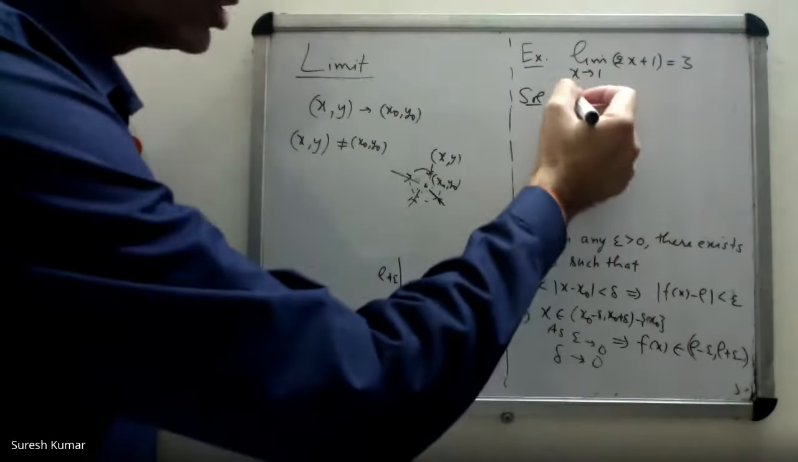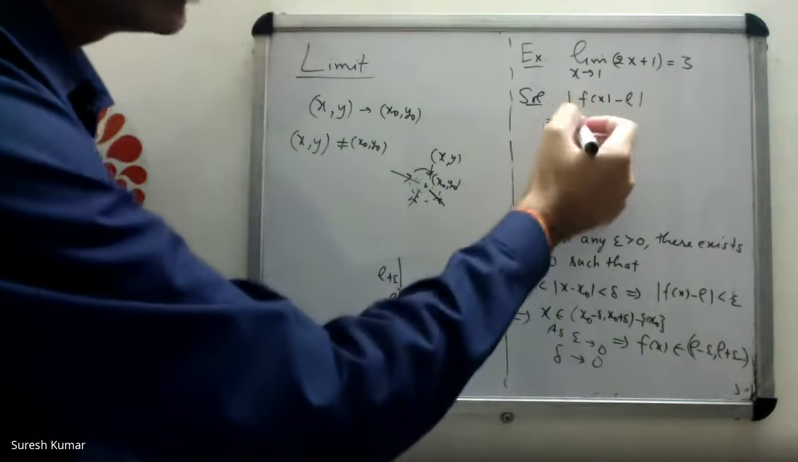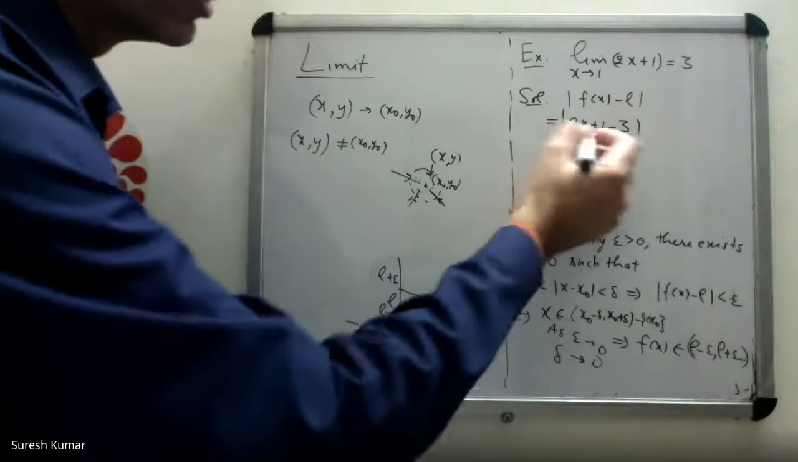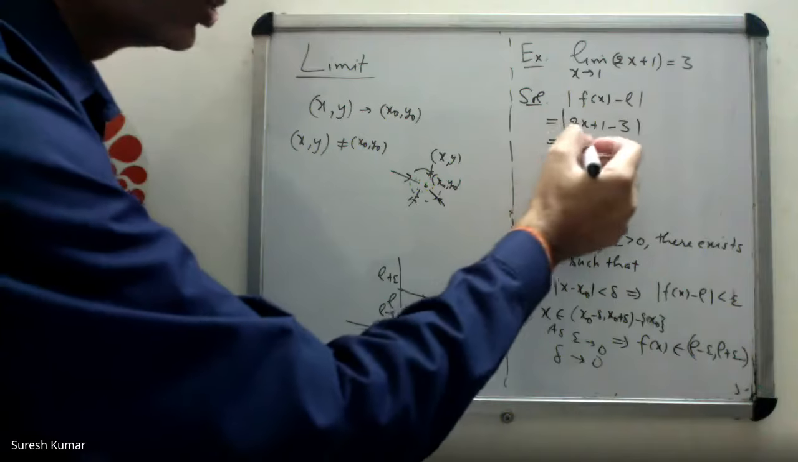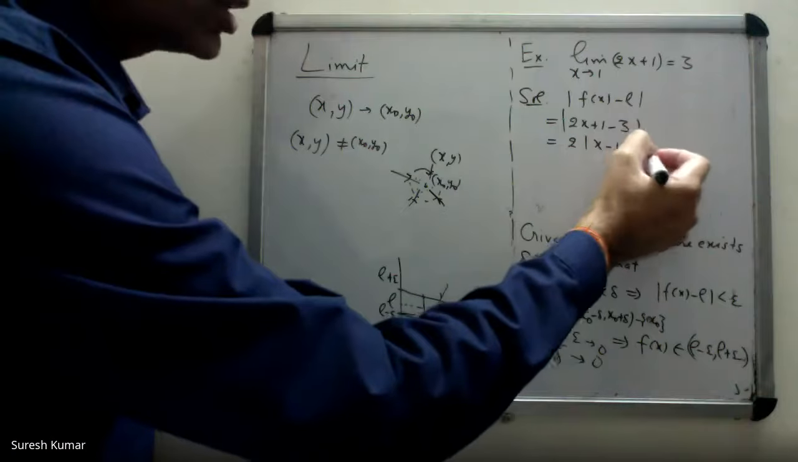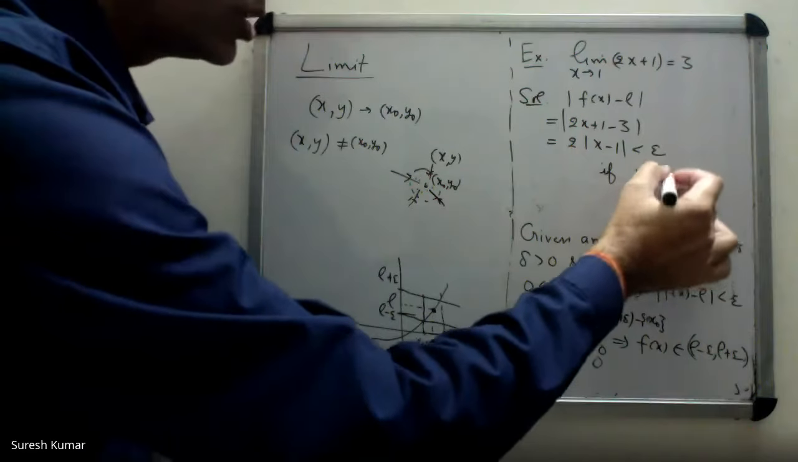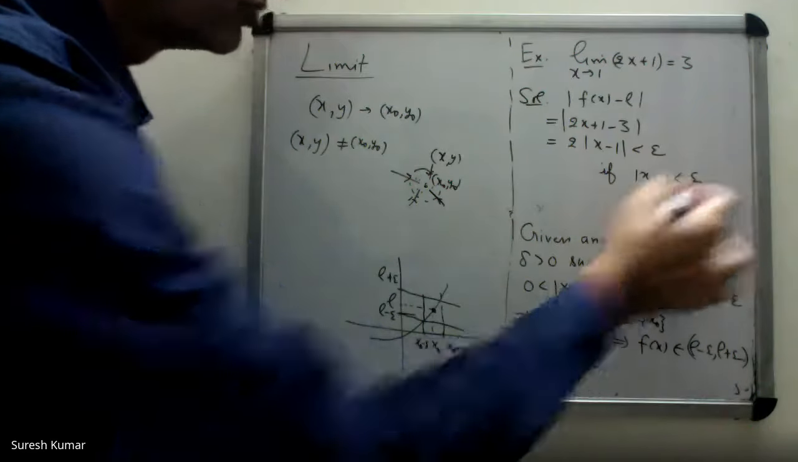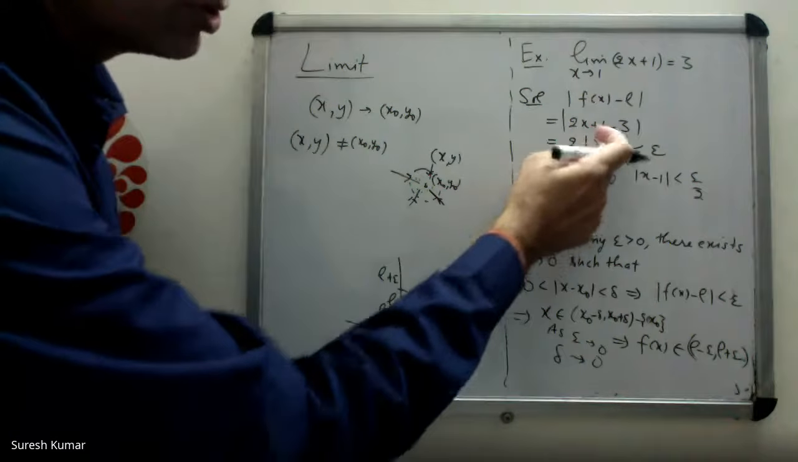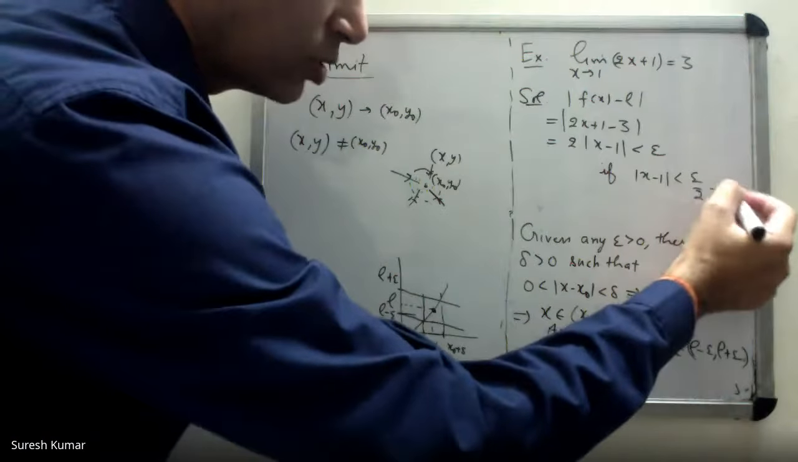So let's start with mod f(x) minus L. What is f(x) here? 2x plus 1. L is 3. Let's solve it further. We get 2 times mod x minus 1. This can be less than epsilon if mod x minus 1 is less than epsilon by 2. Am I right? If mod x minus 1 is less than epsilon by 2, this expression is less than epsilon. So let us choose epsilon by 2 as delta.